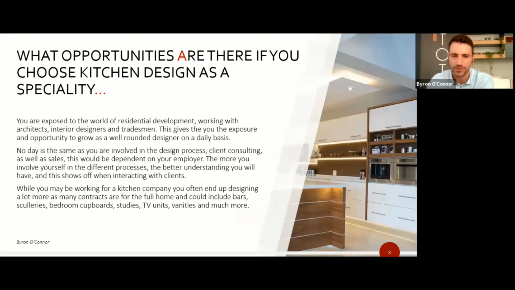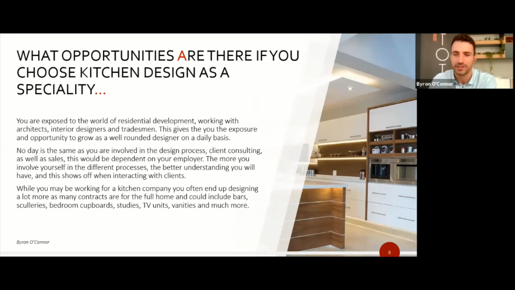So this gives you the opportunity to design, to consult with different tradesmen, learning from them and improving yourself in a sense where you're expanding your knowledge in the different elements of a home. It's like we say here, no day is the same. You're designing, you're client consulting, and you're becoming a sales consultant. So you're becoming this independent, well-rounded person that is able to offer the full package, not just sitting back and designing.